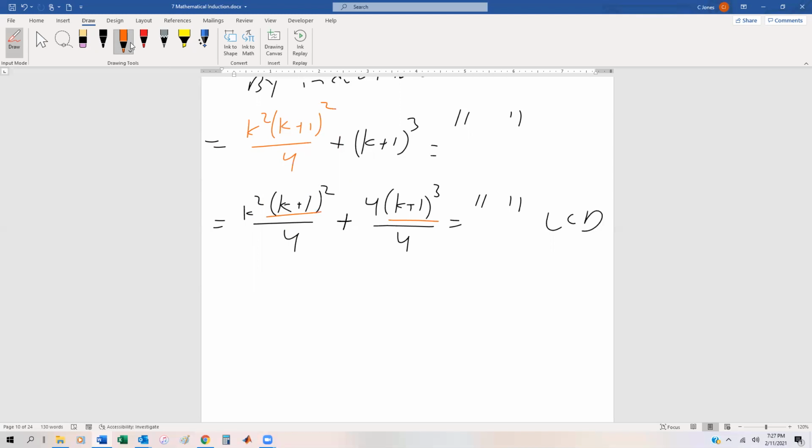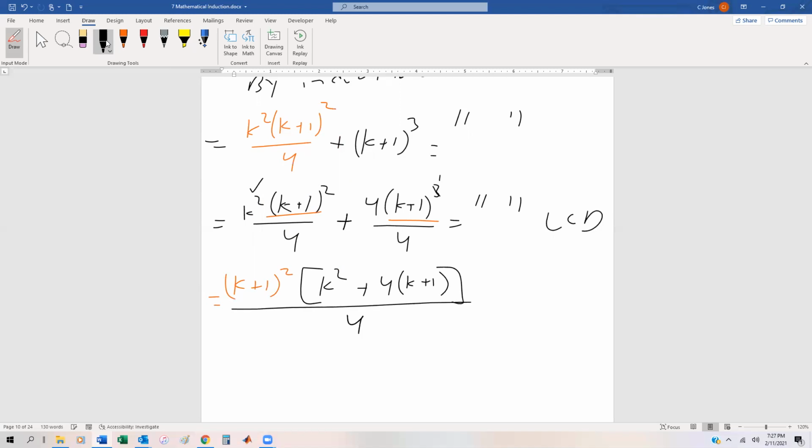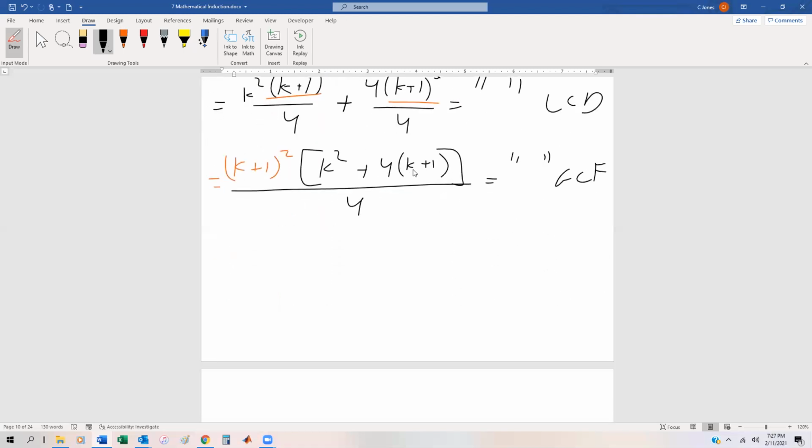So let's factor that out. We're going to factor out a k plus 1 squared. And what is that going to leave us? Well, that's going to leave us with k squared plus 4, and we've taken 2 of these away, so we're left with 1, all over 4. Okay, and that's still equal to our right-hand side. That's by our greatest common factor. And I think at this point we know what to do. We're going to distribute the 4. So we're going to get k plus 1 squared, k squared plus 4k plus 4 all over 4.